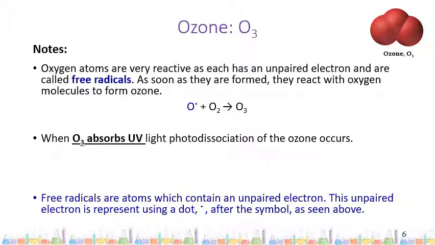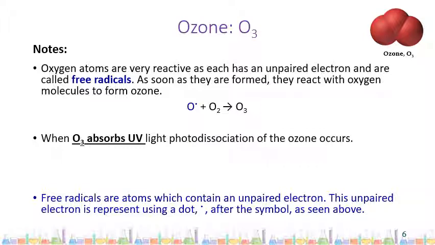As soon as the free radical, which is the O dot that we see in the reaction, is formed, it will react with oxygen molecules, with O2, to form O3. As soon as this O3 is formed, it might remain for a little while, and it might absorb some UV light and prevent it from reaching the Earth. When O3, ozone, absorbs UV light, it can also undergo photodissociation.